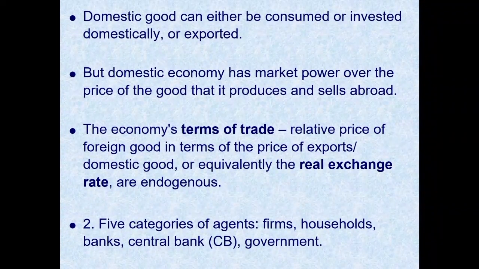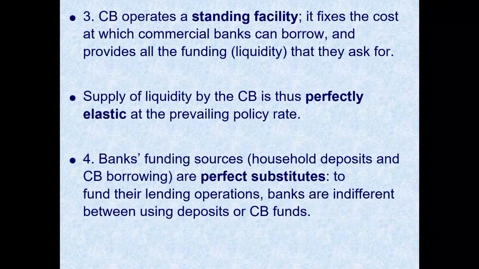There are 5 categories of agents: firms, households, banks, the central bank, and the government. An important thing for the central bank is that it operates what is called a standing facility. Essentially, it sets the interest rate at which banks can borrow and provides all the liquidity that banks want. So why do banks need liquidity? Well, remember that banks finance their operations mainly through deposits. But they may have to lend more than the resources that they collect. Where do they go? In this model, they would go to the central bank. That's pretty much what happens in the real world.